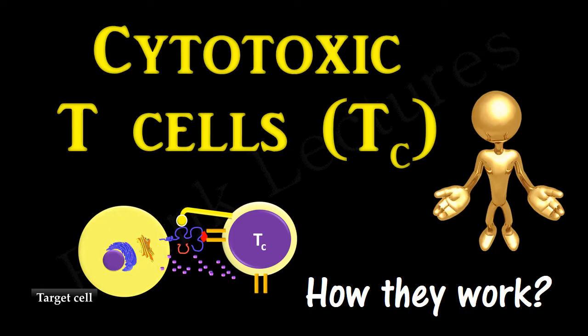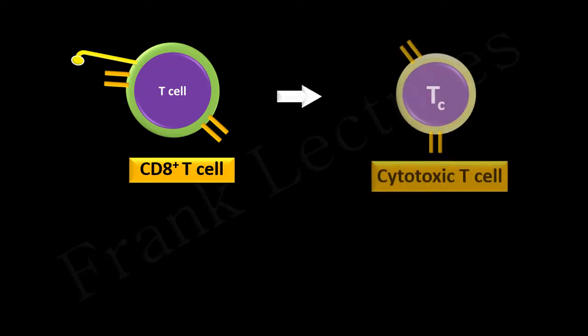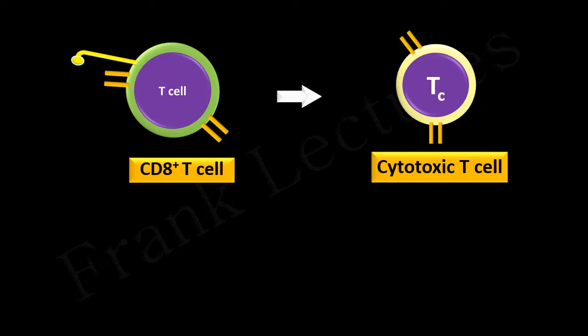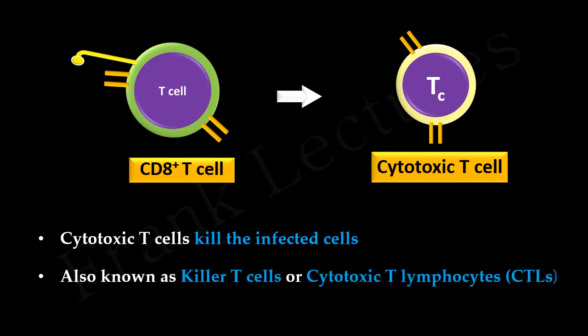Cytotoxic T cells. In our previous video lectures we understood that CD8 plus T cells become cytotoxic T cells. Cytotoxic T cells kill the infected cells. By doing so they eliminate the reservoir of infection. These cells are also known as killer T cells or cytotoxic T lymphocytes, abbreviated as CTLs.